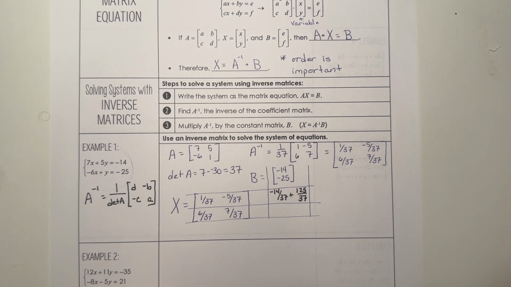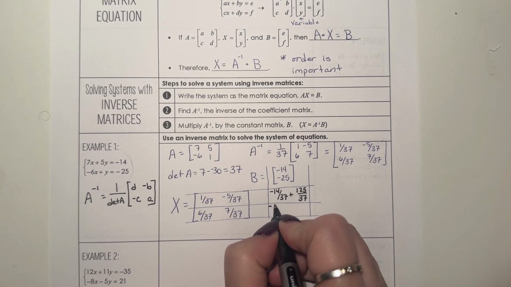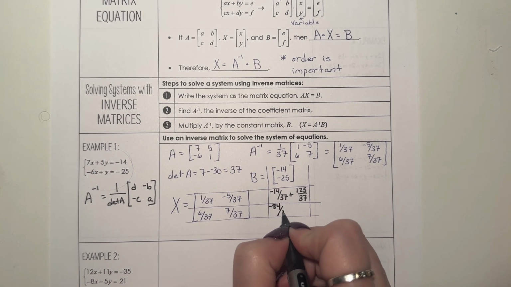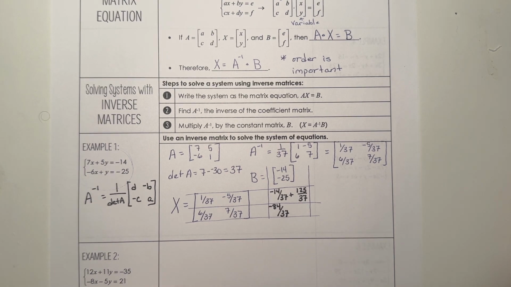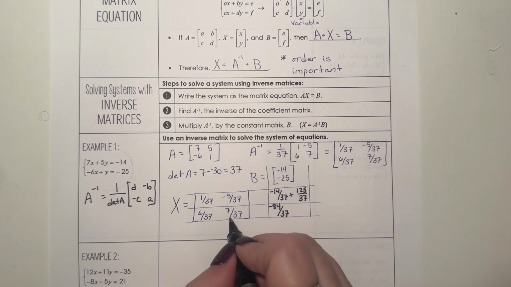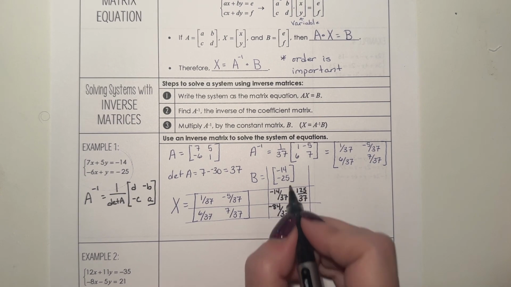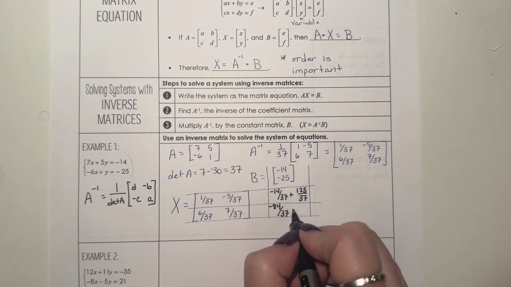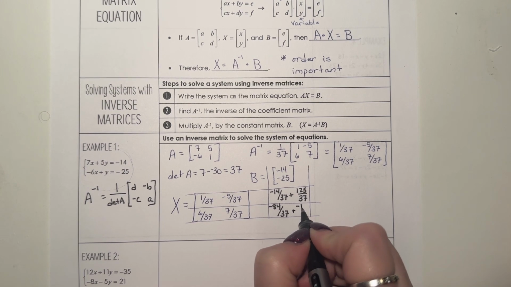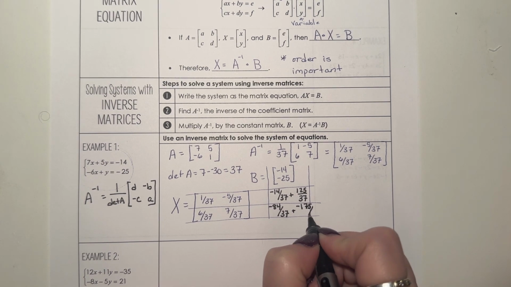You may want to use a calculator for that. It turns out to be negative 84 over 37. Did I mention it was a little gross? This is a little gross. It's not great. Okay, and then you're going to do 7 times 25. That gives you negative 175 over 37.